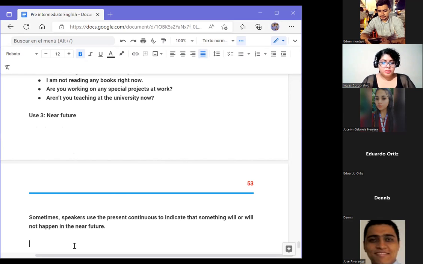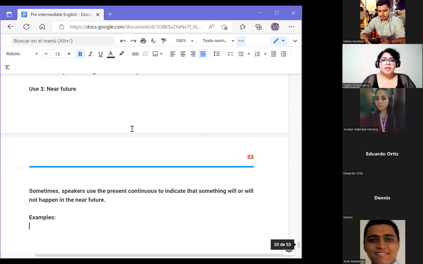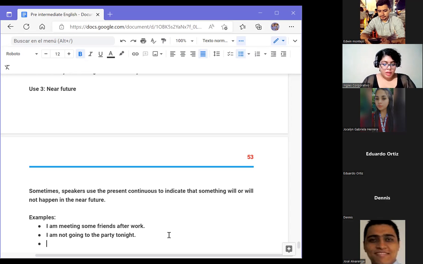So we have some examples of this one, and we are going to see. We have the first one, and it says, I am meeting some friends after work. Then we have number two, and it says, I am not going to the party tonight. Then we have number three, he's visiting his parents the next weekend.